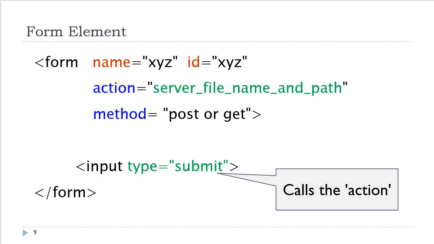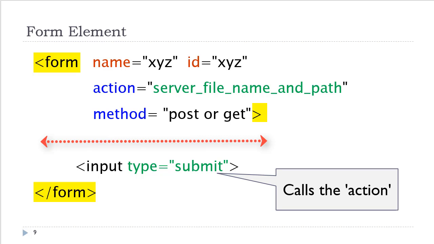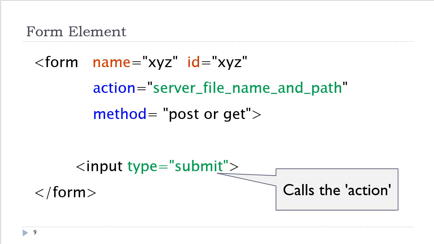Here we see the form element. I have an opening and closing form tag. All of the form elements are placed inside the opening and closing form tag. Let's take a look at the attributes. Every form element will have a name attribute and an ID attribute. The action attribute of the form element indicates the name and path of the server file that will process this data. The method indicates the manner in which the data will be sent.